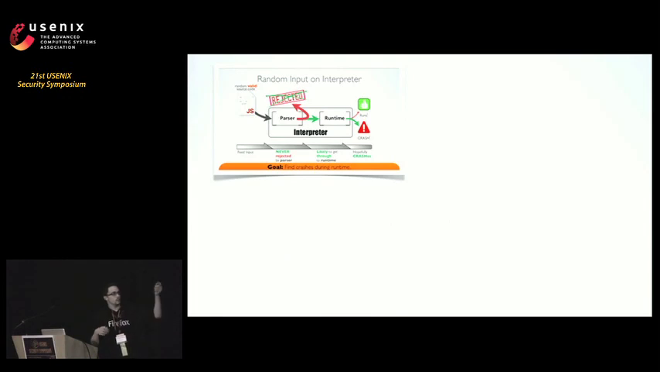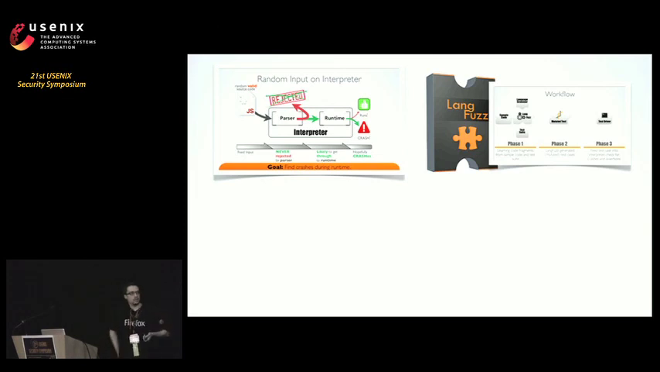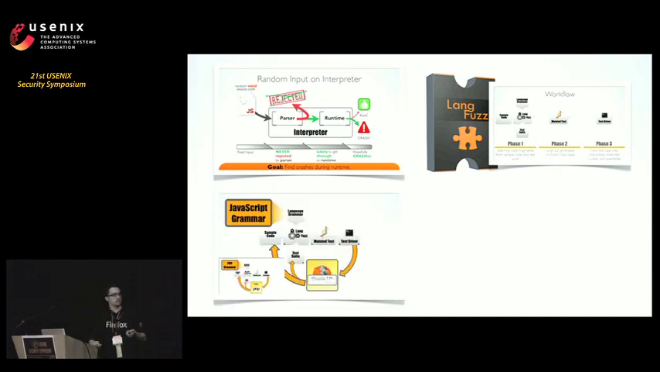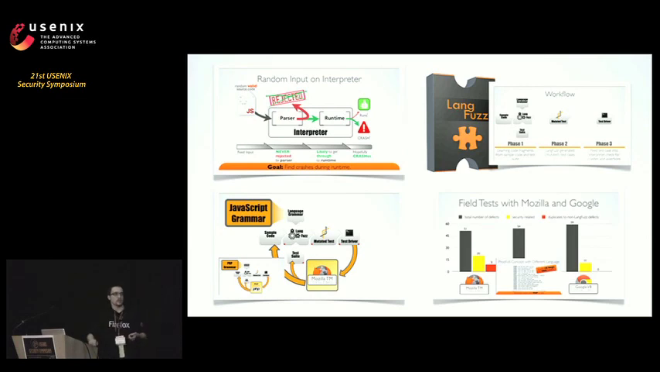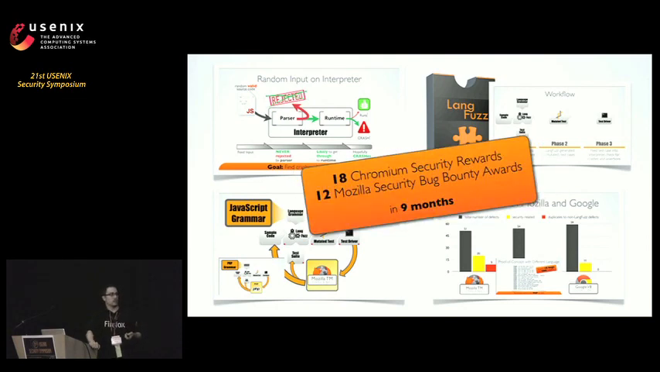Now, overall, we have introduced the problem that we want to do random testing on a language interpreter, and we have introduced our tool that helps to solve this problem in a generic way. We did a lot of experiments both on JavaScript and also on PHP, and we presented that we can find a lot of real-world defects in existing software. In fact, I got 18 Chromium Security Awards and 12 Mozilla Security Bug Bounty Awards in only 9 months. And that number is increasing, at least for the Chromium software, not because Firefox doesn't have security vulnerabilities, but they don't want to give me any more security bug bounty awards since I got employed.